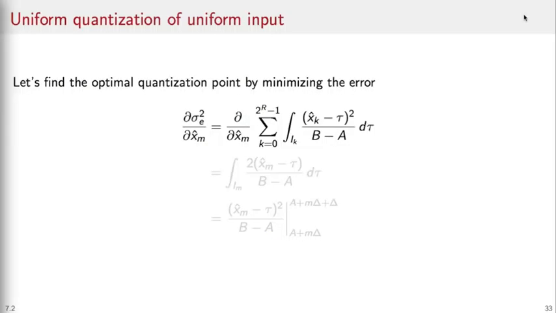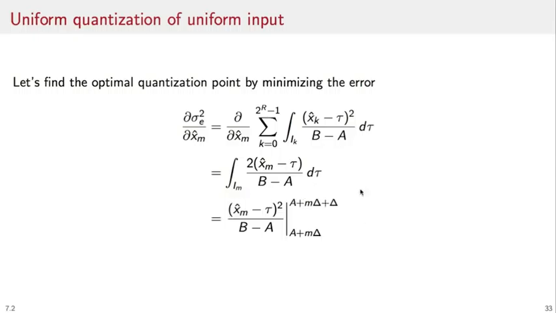In order to find the optimal quantization points, we minimize the mean square error with respect to the quantization points themselves. We take partial derivatives of the error with respect to x hat of m. When we take partial derivatives of the sum, the partial derivative will kill all terms of the sum except the one that depends on the derivation variable. So we are left with the integral over the interval I_m of 2 times the quantization point minus tau, divided by (B minus A), d tau. We have to compute this integral over the quantization interval number m, and you remember the range is from A to B. We divide this into 2^R equal intervals of size delta, and the lower and upper boundary for the interval number m will be A plus m delta and A plus m delta plus delta.